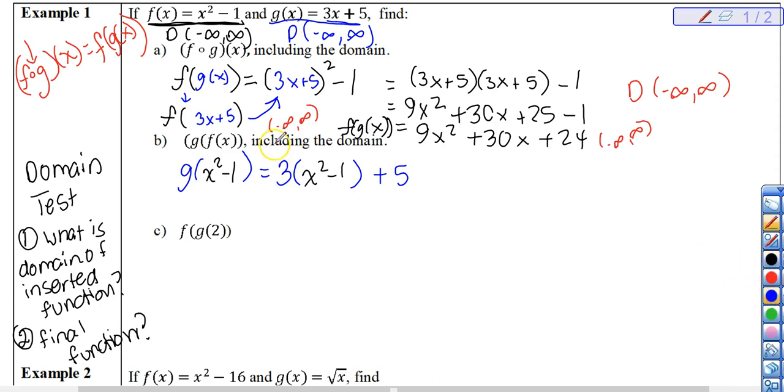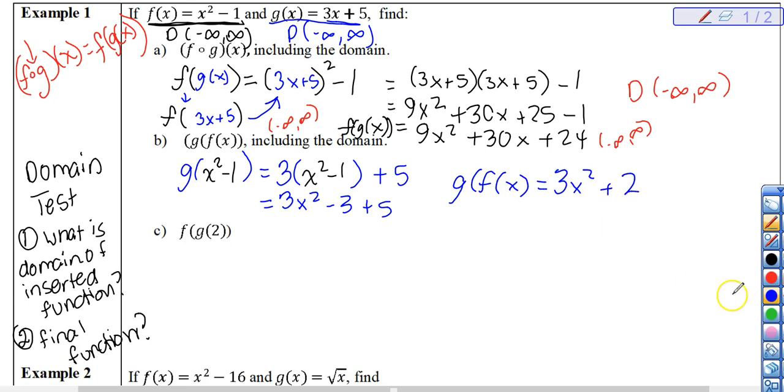Are you ready? I don't have to square that. All I have to do is simplify or distribute. You agree? All right, so let's finish that up. So the g of f of x is equal to 3x squared plus 2. Let's go back to look at our domain. Our original domain had a restriction of nothing, right? And our final domain is also a parabola. No restriction. So what's our domain?